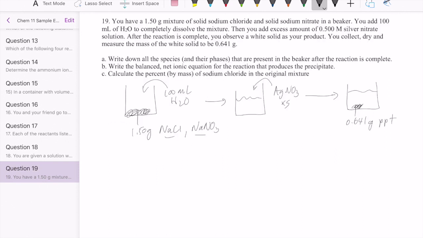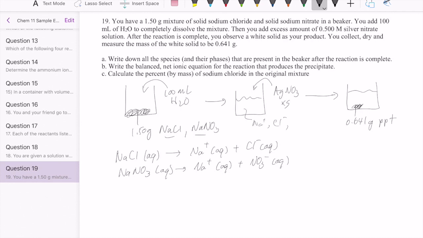The first thing we think about is what happens to the sodium chloride and sodium nitrate when we add water to it. Well, they're both soluble salts, so they're just going to break apart to form ions. So what we'll see is sodium and chloride ion floating around, along with, from the nitrate, sodium and nitrate ion. So that's what's present here in this flask. It's just sodium, chloride, and nitrate.